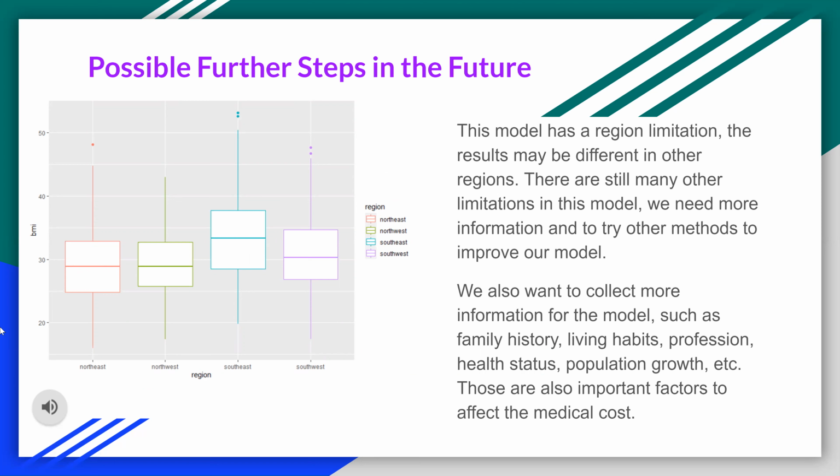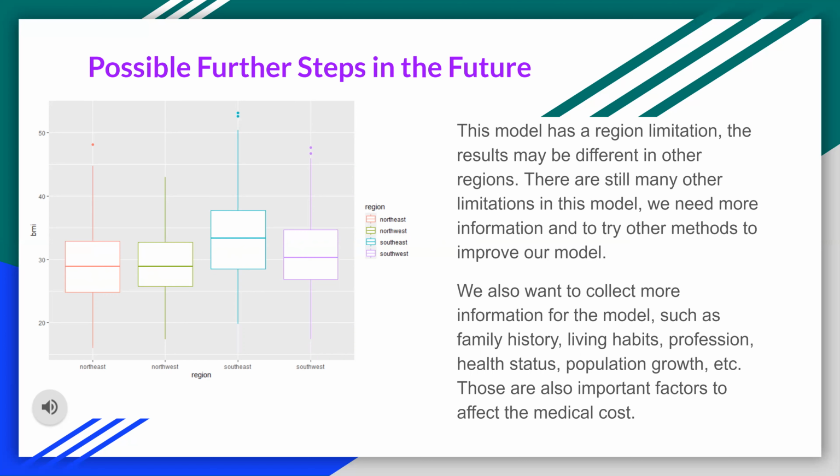Possible further steps in the future. This box plot shows the regions by BMI. The 4 regions in this graph are the Northeast, Northwest, Southeast, and Southwest regions. This model has a region limitation. The results may be different in other regions.